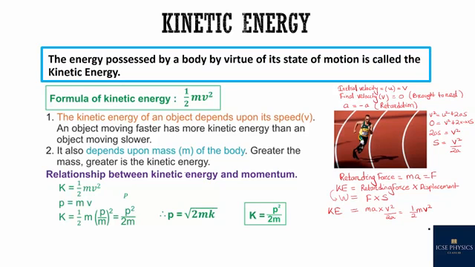So what is the relationship between kinetic energy and momentum? We all know momentum is mass into velocity. So what will be velocity here? p by m. So in place of v we have put p by m. From this we derive that k, or kinetic energy, is equal to momentum square by 2m, or momentum is equal to root over 2mk. So this is the relationship between kinetic energy and momentum. You may get some problems on this relationship.